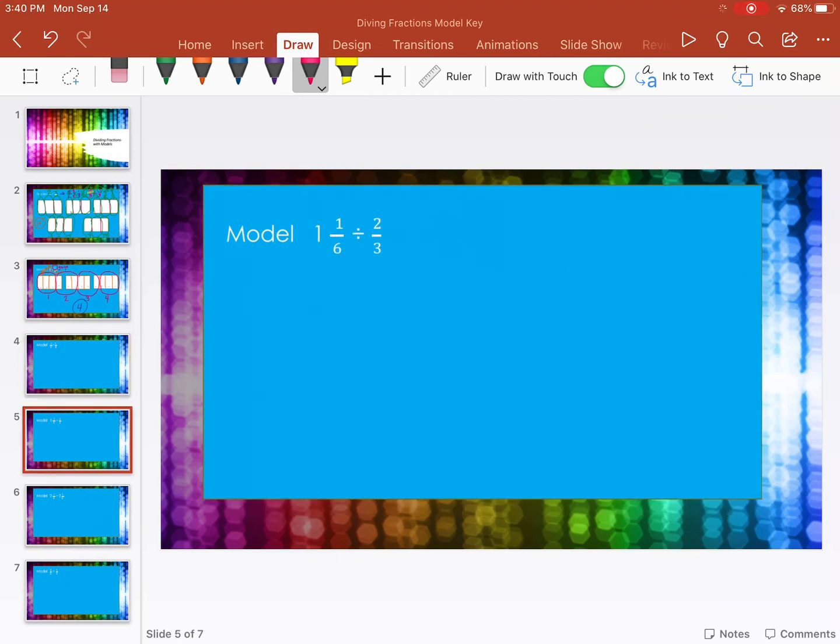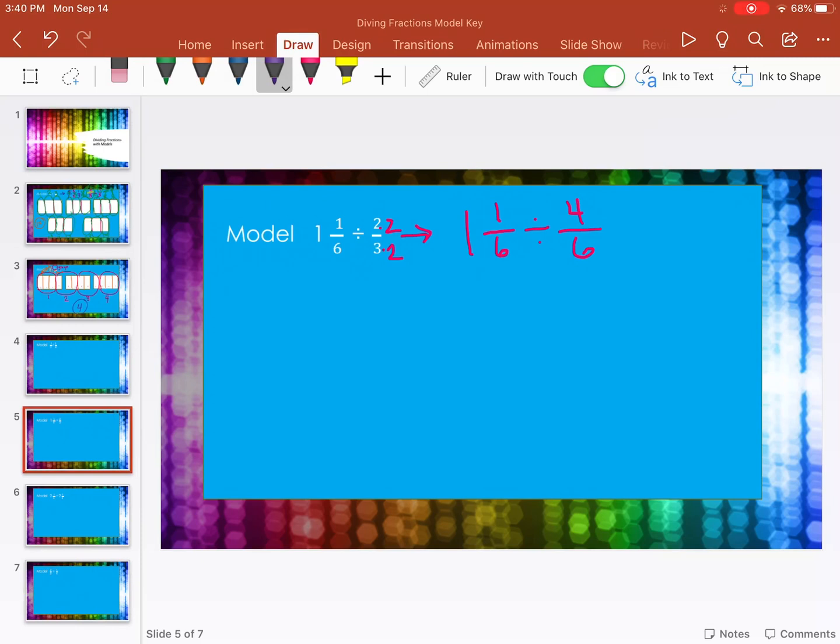All right, let's do another one. So 1 1/6 divided by 2/3. Again, I'm going to start off by giving common denominators. So 3 can become 6 by just multiplying by 2. So I'm going to really have this as 1 1/6 divided by 4/6.